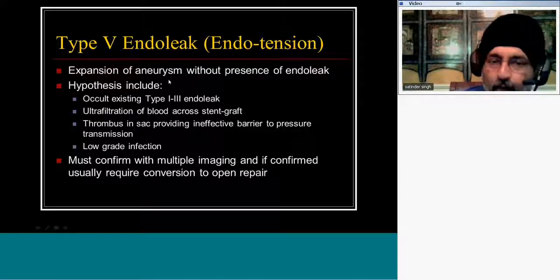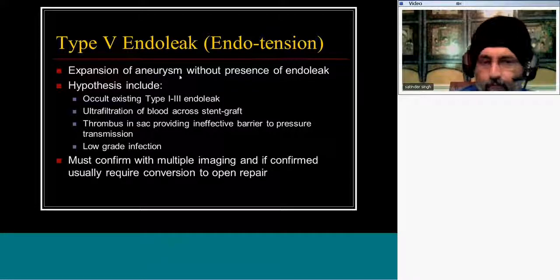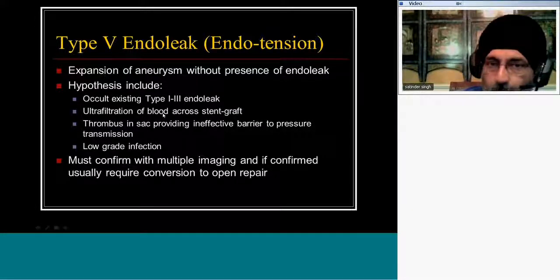This is actually expansion of the aneurysm without definitive endoleak detected on any kind of imaging study. There are several hypotheses for this phenomenon. Some people say this is an occult existing type 1 to type 3 endoleak, which we are not able to see, that leads to gradual expansion of the aneurysm, or there can be ultrafiltration of the blood across the stent graft, again not seen on the imaging study, or there can be thrombus in the sac providing an ineffective barrier to the pressure transmission, or there can be a low-grade infection gradually leading to expansion. None of these hypotheses are confirmed, but this kind of leak is difficult to detect.